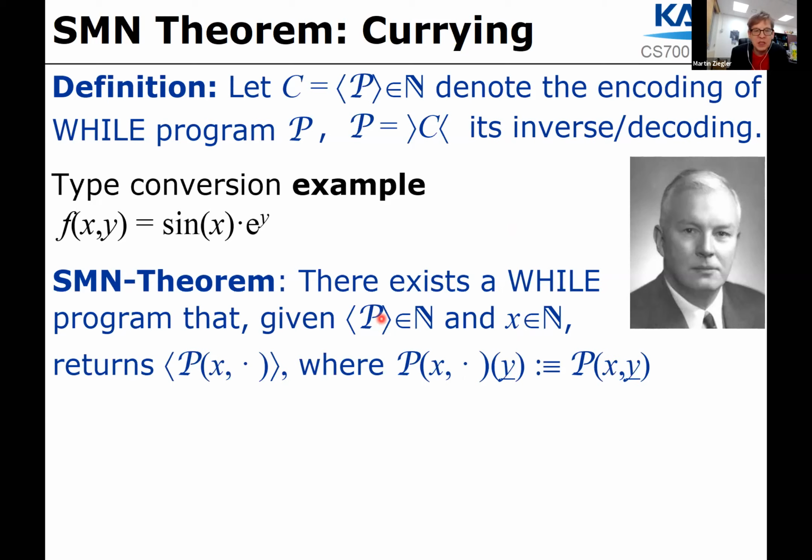The formal statement you can see here. It returns a code of this program where the first argument has been fixed to x, and only the second argument is still considered free, as to be given. So again, this is a program of only one argument, and the code of that program is what's output by the given while program. The given while program receives a program code and outputs another program code, where the output program is defined in the way I just said.